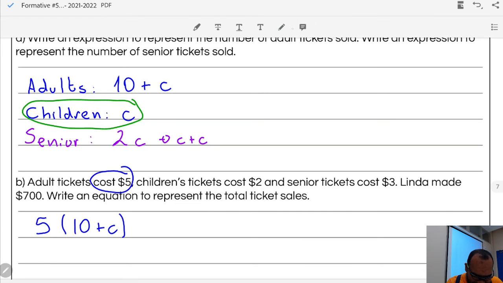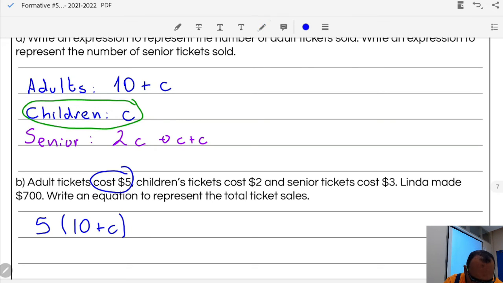Let's go right now to the children. Guys, I'm looking for the total. Total we know is addition. Okay, addition. Total, then I'm adding tickets. I don't have just adults in the show. I have adults, children, and seniors.